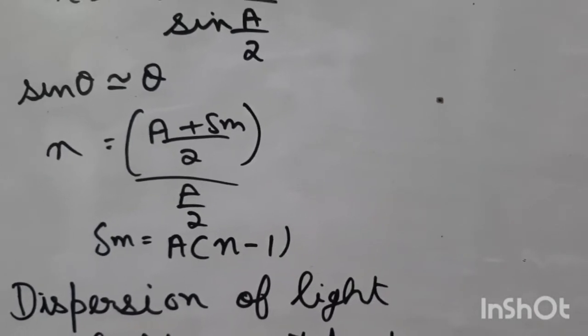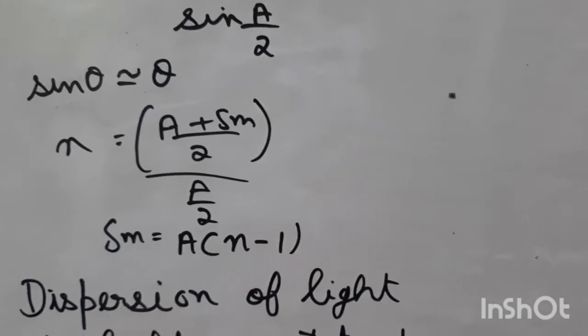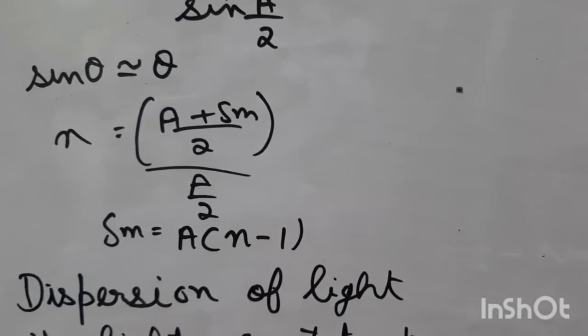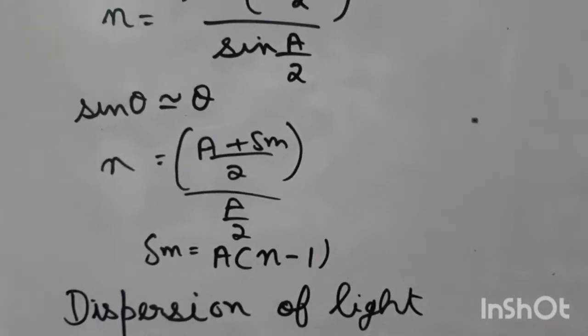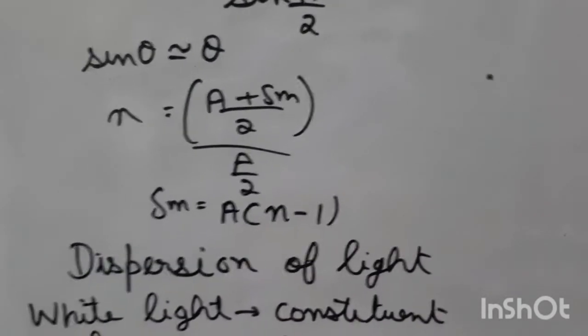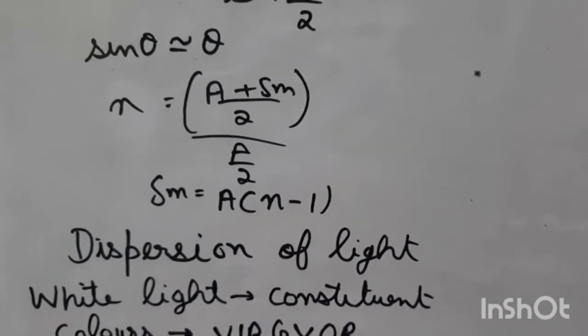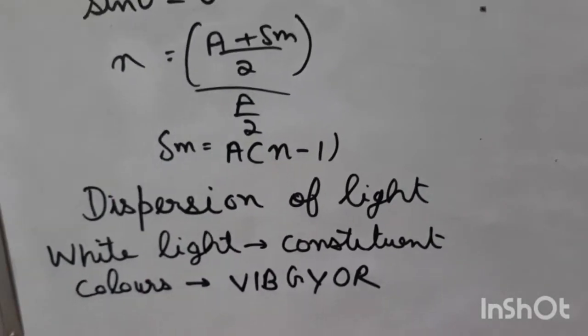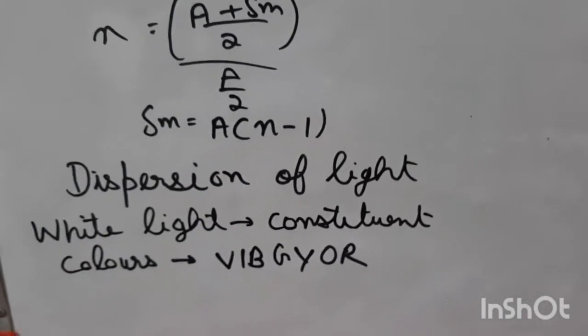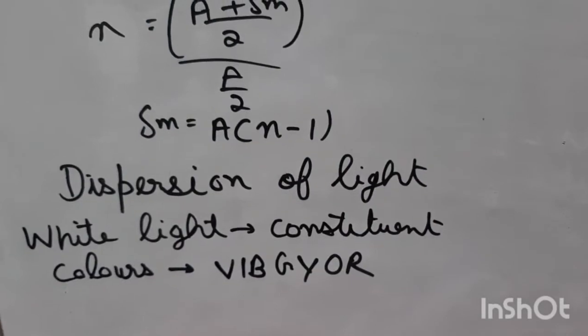Now, when you solve this equation, you will get the value of delta m as A into (n minus 1), which means that the angle of deviation depends upon two things, that is the angle of the prism and the refractive index of the material of the prism.